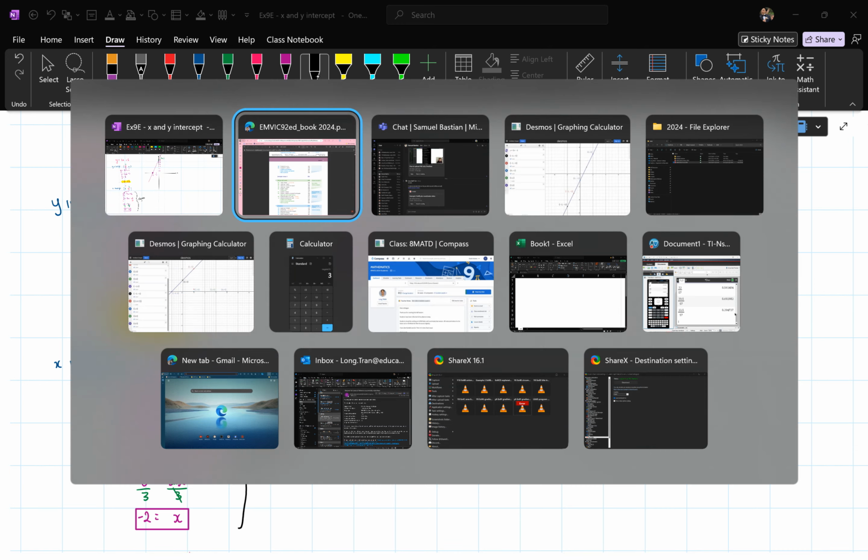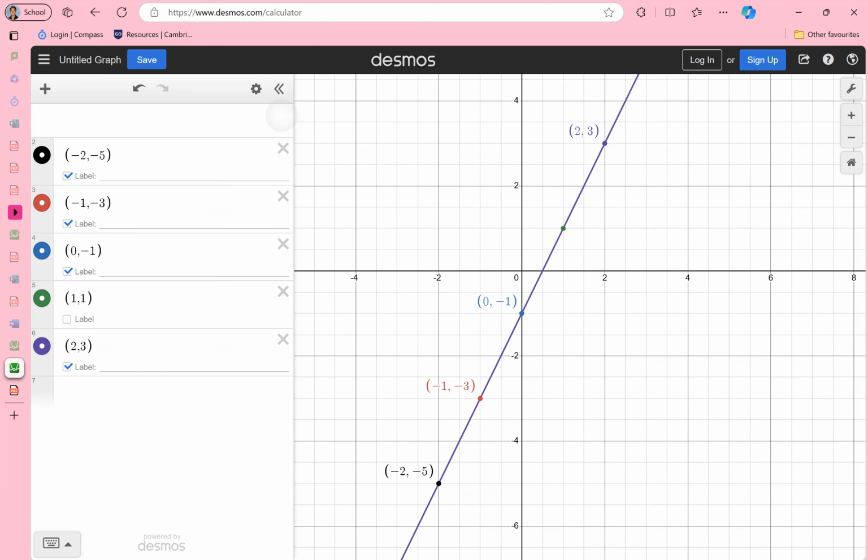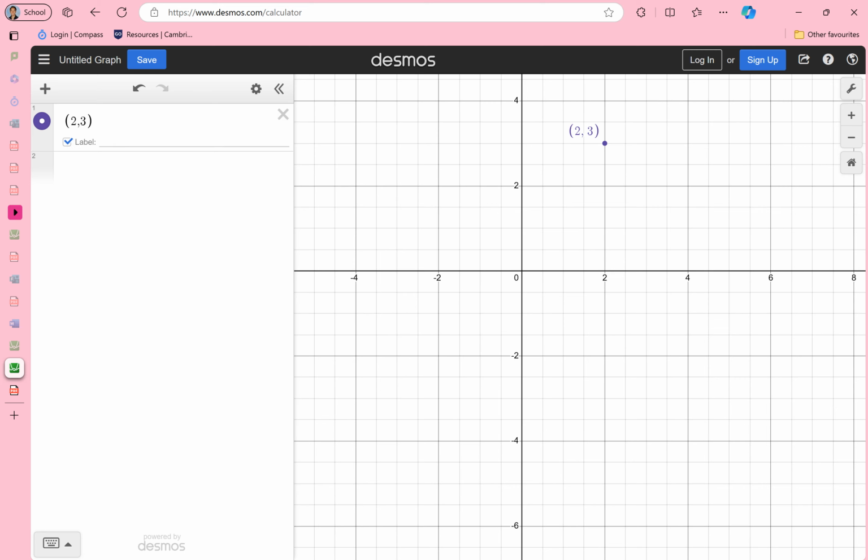Now, if I go to Desmos just to show you what it looks like, let's go. I'm going to delete all of this so it doesn't get confusing. So what was the equation again?